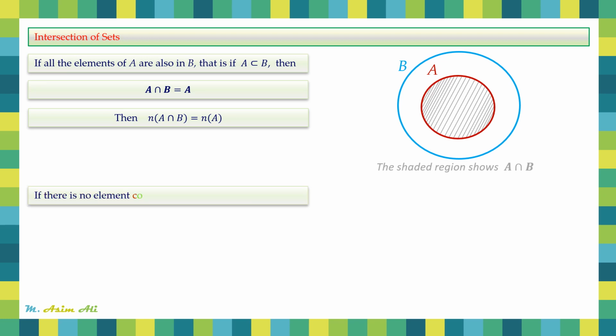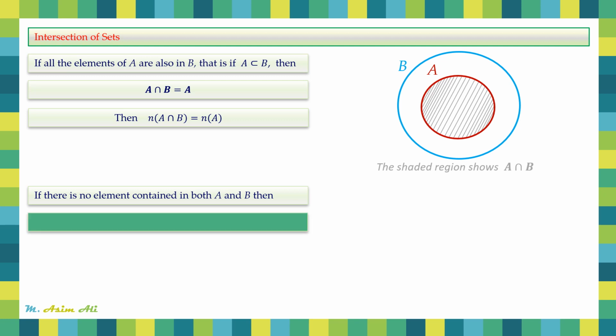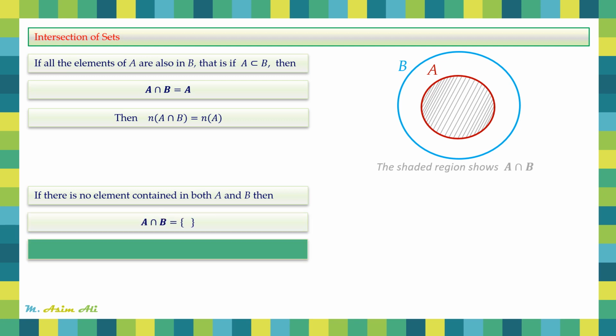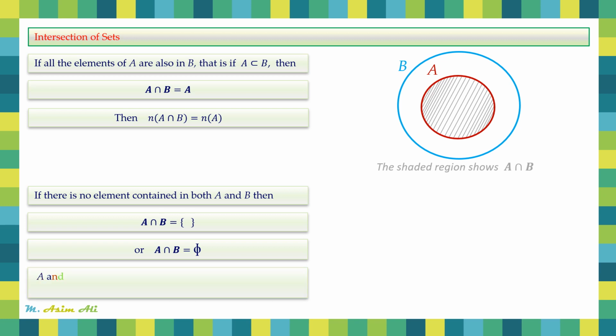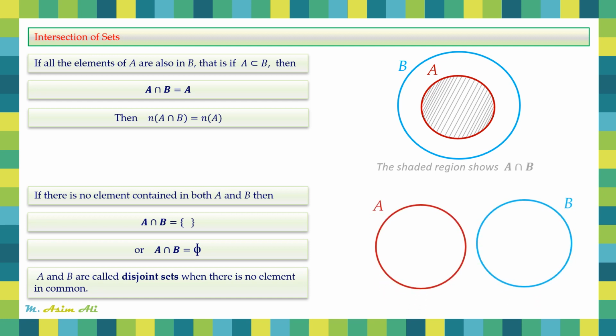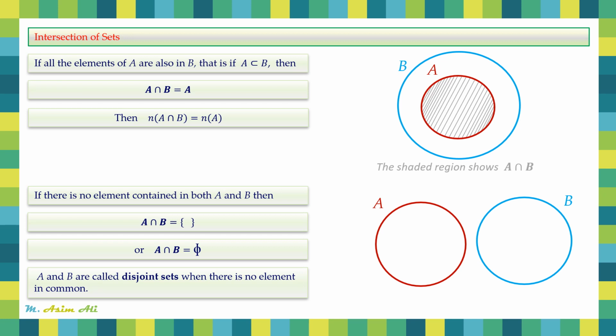And there is one more scenario when there is no common element between A and B. In that case, the intersection of A and B will be equal to the empty set. The empty set is also denoted by the symbol phi. And in this case, the number of elements in A intersection B is 0. A and B are called disjoint sets because there is no common element. And how will we show the intersection? There is no intersection. The sets are not overlapping, so we cannot shade any region. So we will draw them as separated sets.